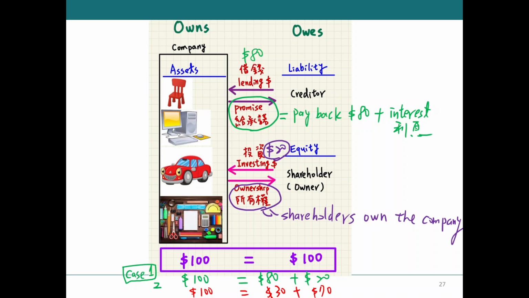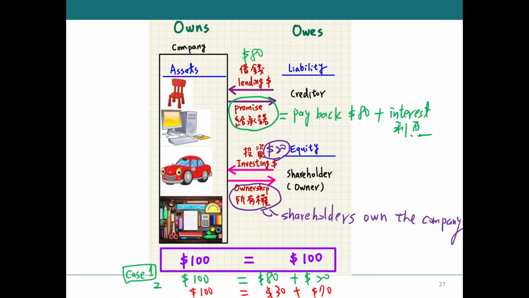Okay? Any questions? So that's why assets always equal liabilities plus equity. You need total money from creditors or from investors. Okay? Any questions? No problem? Too easy?